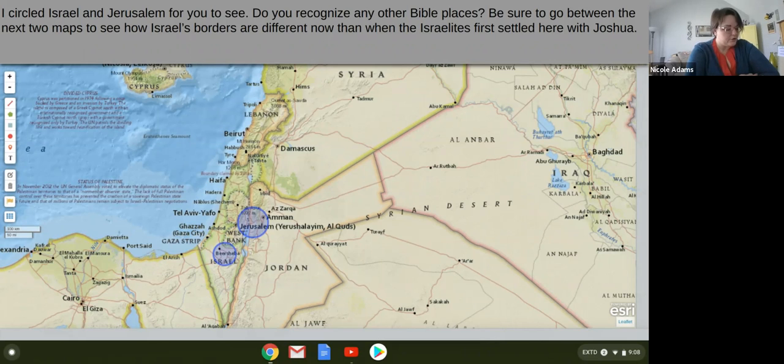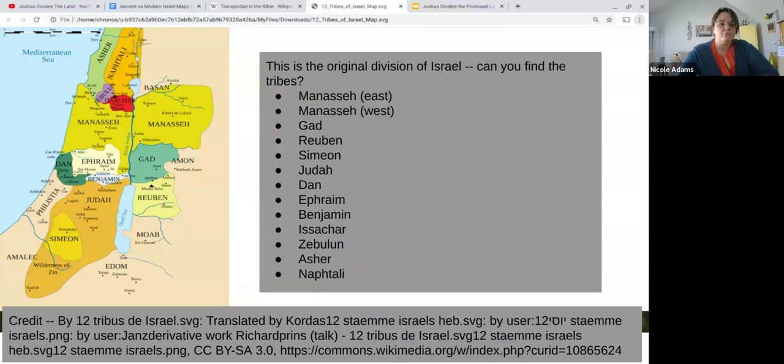Now, the next map is going to show you how Joshua divided Israel. Remember, it's the same place, but the political borders, which means the borders of the countries, will be different. This is the original separation of the land of Israel by the tribes. This is how Joshua would have separated the people into their various areas according to the book of Joshua. So see if you can find all of the places, and then we're going to switch back over to a current day map in just a minute.